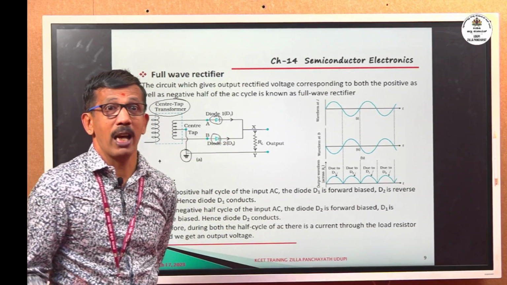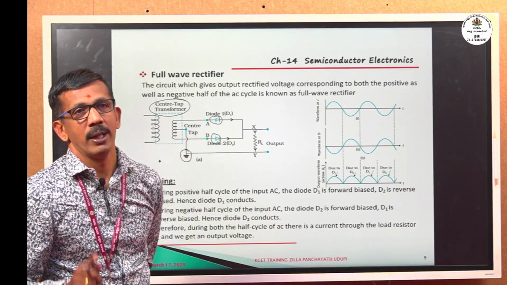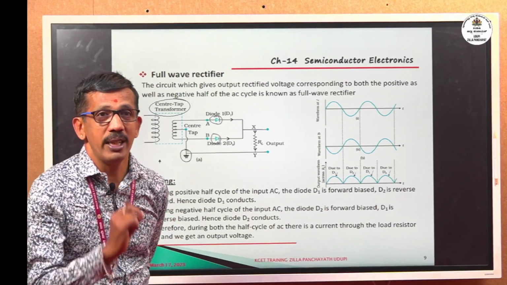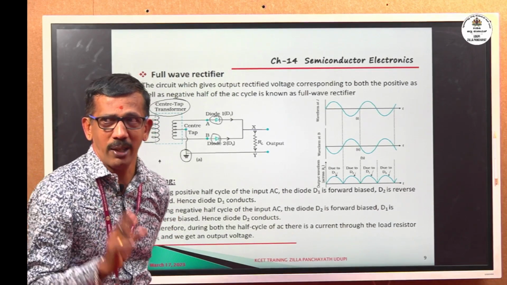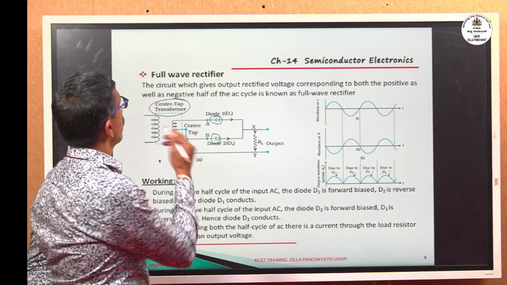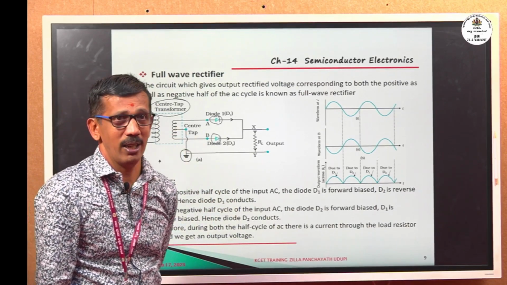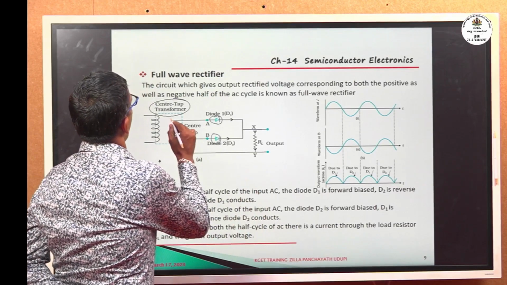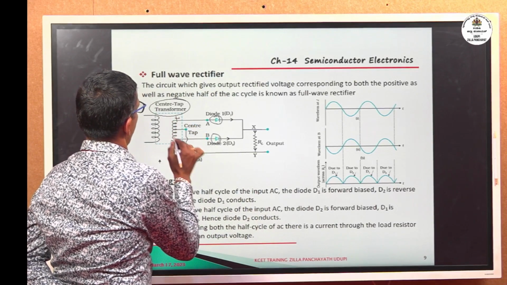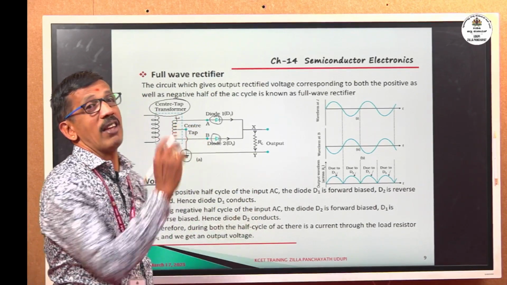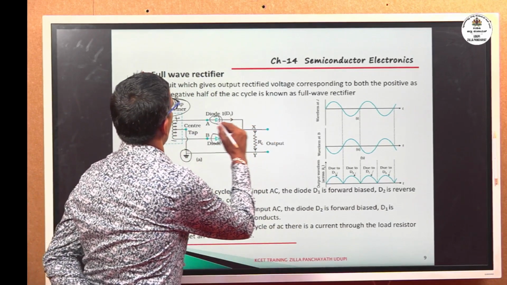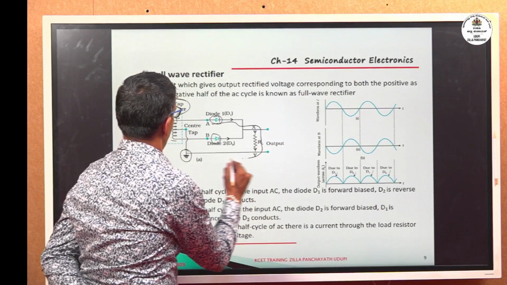In the half-wave rectifier, we used only one diode. Here we have two diodes and a special type of transformer called a center tapped transformer. During the positive half cycle of the input signal, as we know, the upper end is positive and the lower end is negative. The diode D1 is in forward bias, and the lower diode is in reverse bias. So current flows through the diode in this direction, like this.